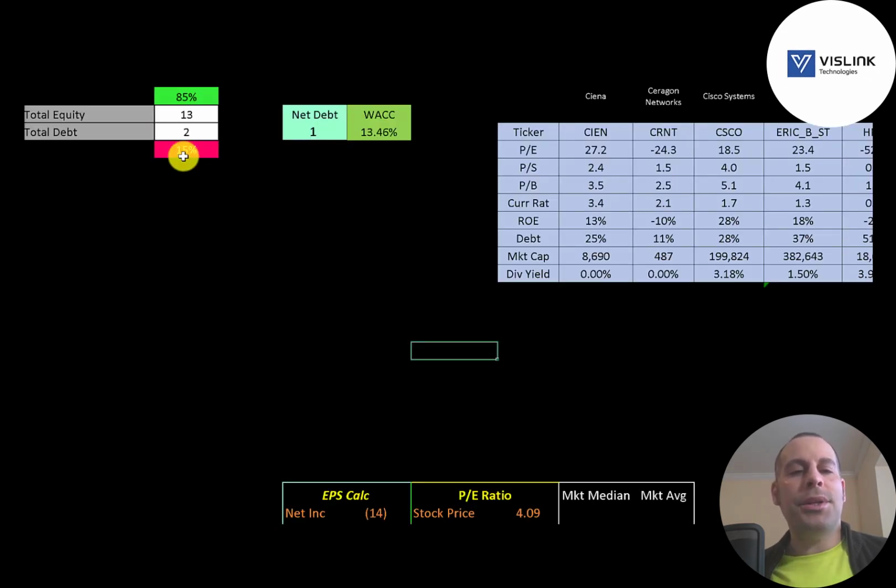Let's look at the capital structure. $13 million of equity, $2 million of debt. So they're 85% equity, 15% debt. And their WACC is 13.5%. And that's a discount rate we're going to apply to the future cash flows.